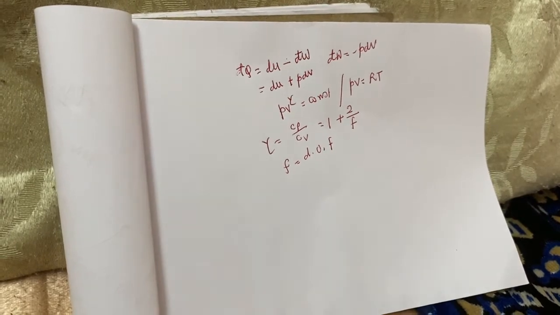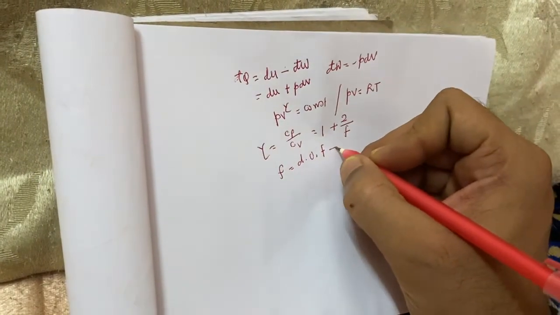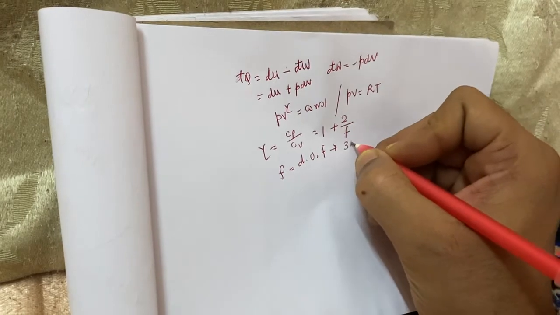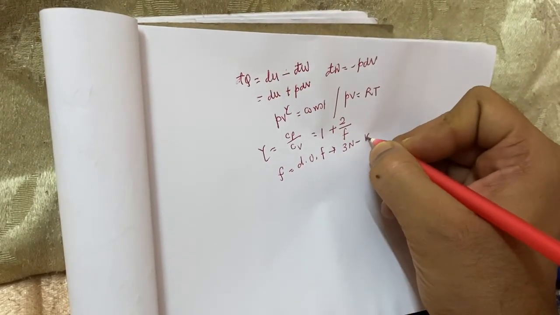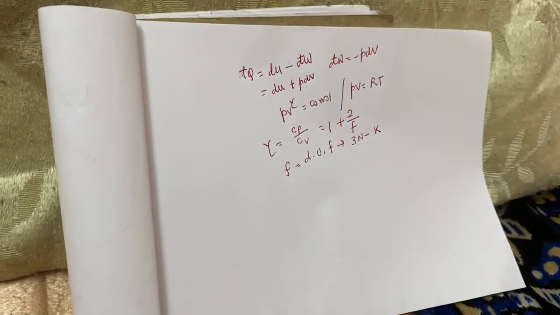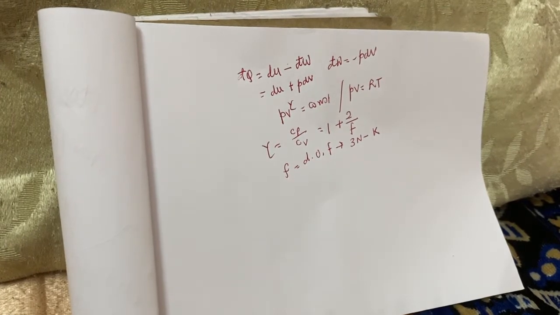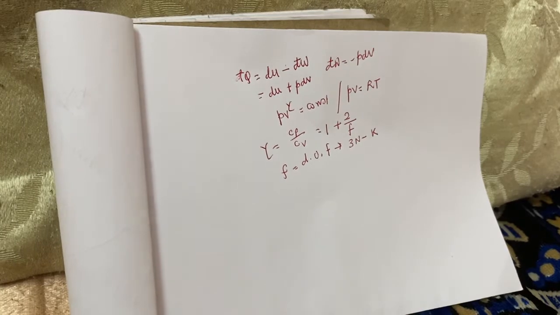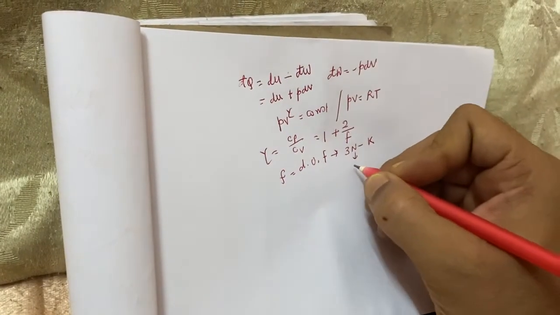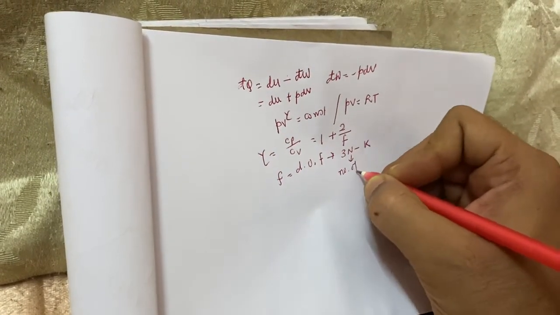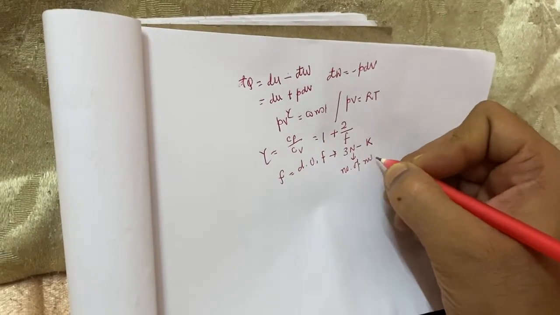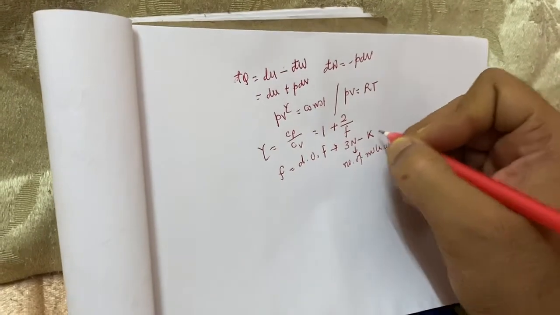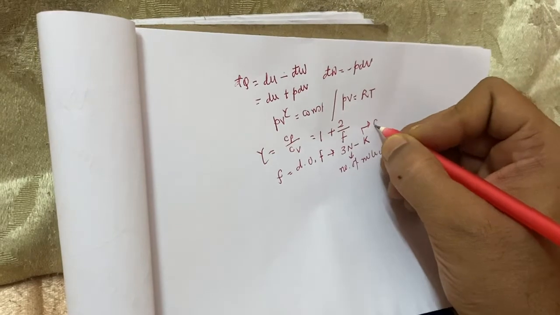Now, what is degrees of freedom? F is equal to 3n minus k. n is the number of molecules and k is the constraint.